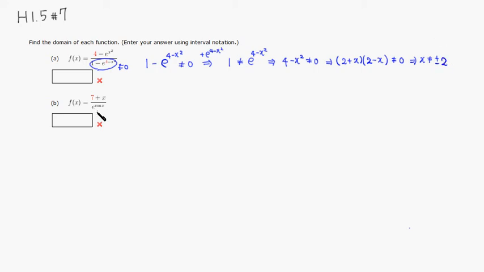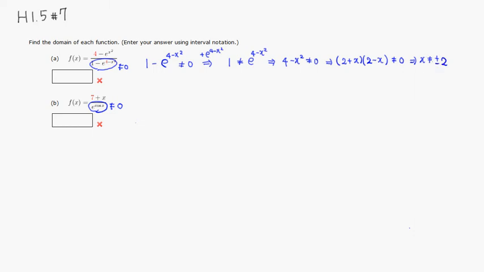And here for part B, again we have a denominator. We don't want this to be 0. But an exponential function is never 0 no matter what you plug in here, so x can be any real number. So for part B, the domain is all real numbers, and for part A, it's all real numbers except for positive and negative 2.